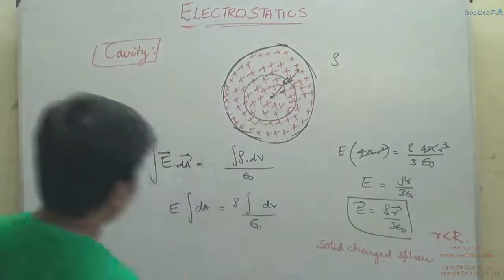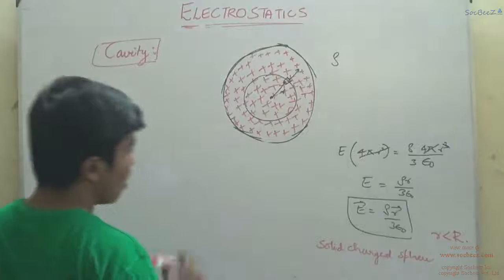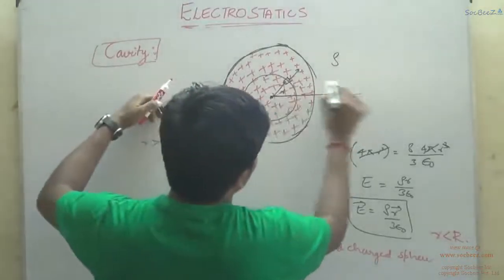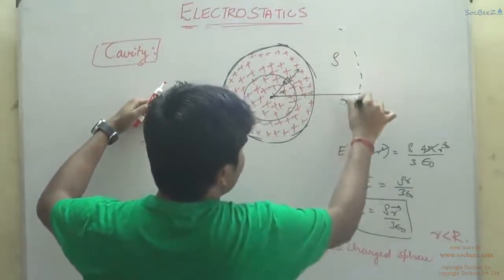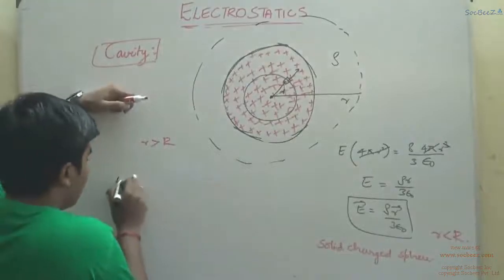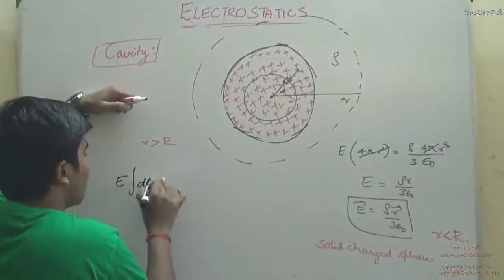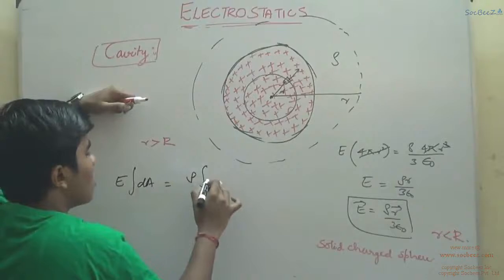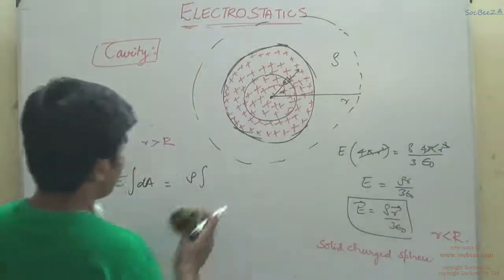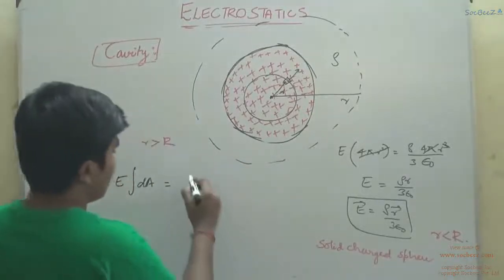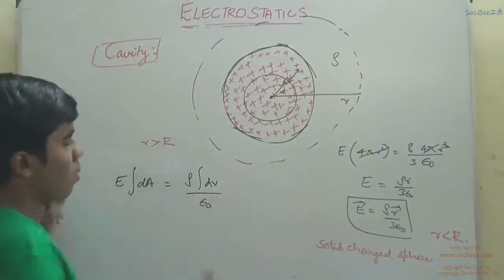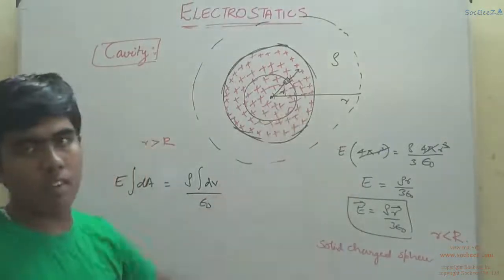Now consider the situation where small r is greater than capital R. In that case, this is r. Take a Gaussian surface here. So again, the electric field is the same. So E times integral of dA would be equal to rho times integral of dV by epsilon naught. But remember, there the limits everywhere is 0 from small r.